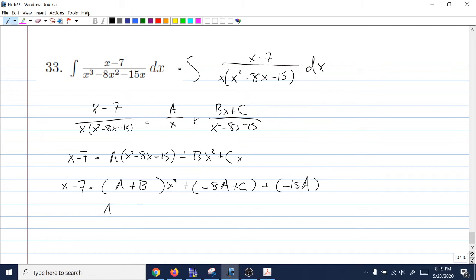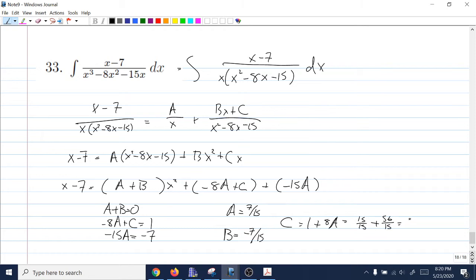What's my system of equations? a plus b has got to equal 0. Negative 8a plus c has got to equal 1. Negative 15a has got to equal negative 7. So a is going to be 7 over 15. b is going to be negative 7 over 15. c is going to be 1 plus 8a. I don't want to do 1 plus 8a. I guess I've got to do 1 plus 8a. It's going to be 15 over 15 plus 8a, which is 56 over 15. That's going to be 71 over 15.